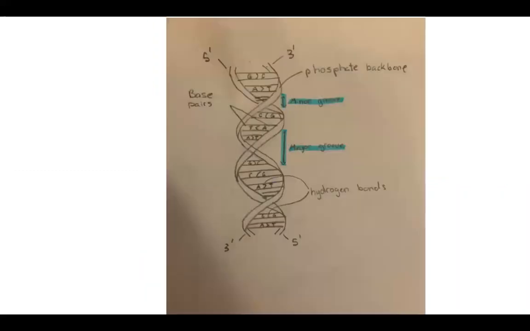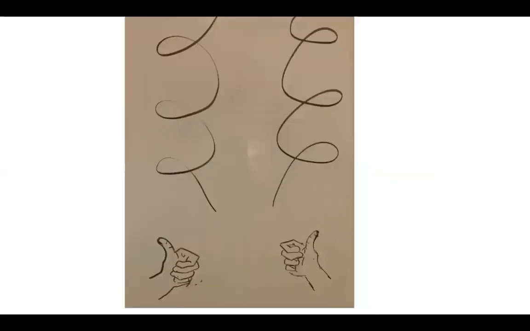Here we can see the major and minor grooves. The major grooves have more space, which allows proteins to interact with the bases. DNA can be left or right-handed. You can determine this by using your hands. If the strands at the bottom of the DNA are slanting the same way as your left or right thumb, then the DNA is left or right-handed accordingly.